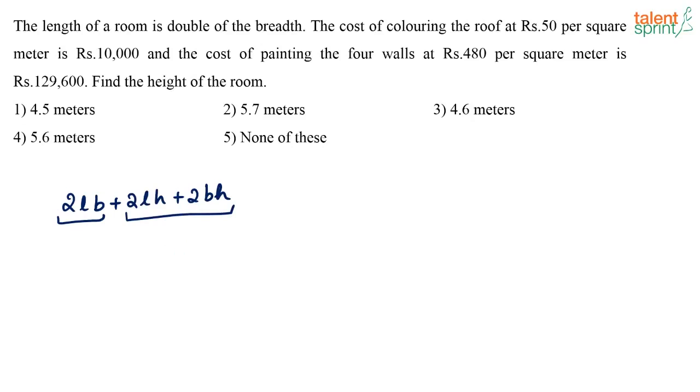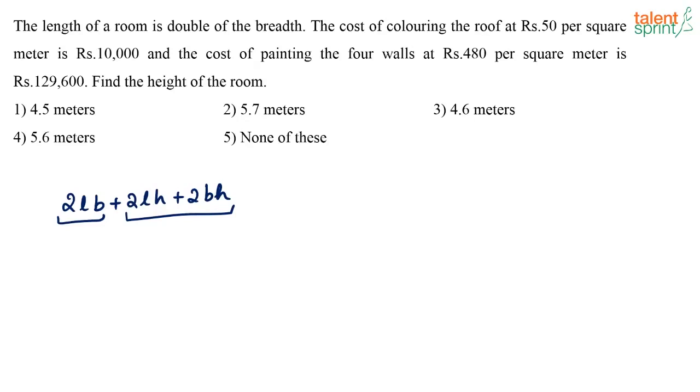See, if it is confusing, you can also do it one by one, right? What is the area of the floor? It is L into B. What is the area of the roof? It is L into B. What is the area of one wall? It is L into H. The area of the opposite wall is also LH. Now the other two opposite walls, their area will be BH. Okay, so this is the total surface area of the room.